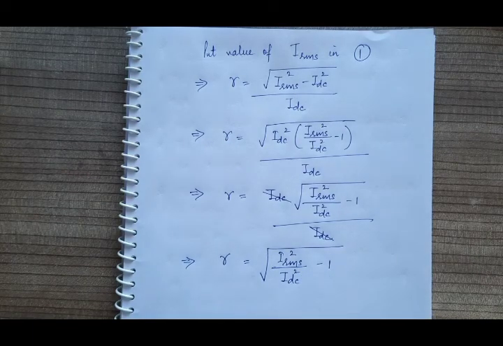Now put the value of IRMS we have calculated. It was I naught by 2 and IDC was I naught by pi.